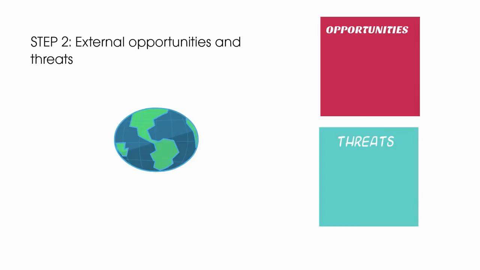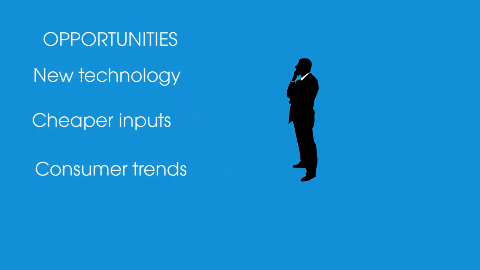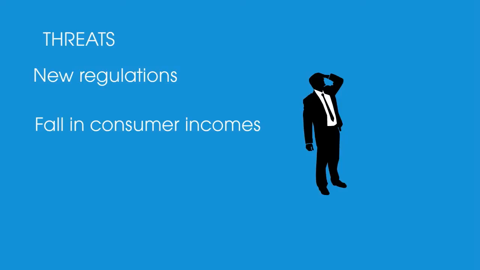Opportunities are external developments that could help the business. For example, new technology, a fall in the market price of raw materials, or a helpful consumer trend in the marketplace. Threats are external factors that are likely to cause problems. For example, an increase in government regulation, which would lead to higher costs, or a fall in average consumer income, which would lead to lower sales, of course. Don't forget, opportunities and threats are external factors.